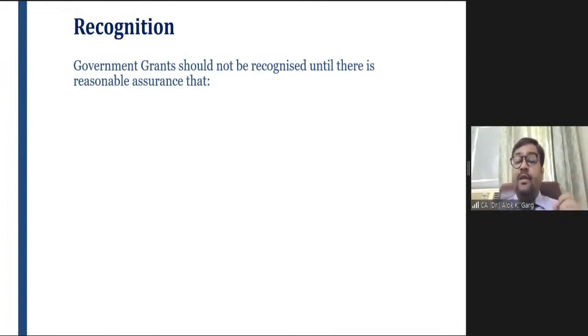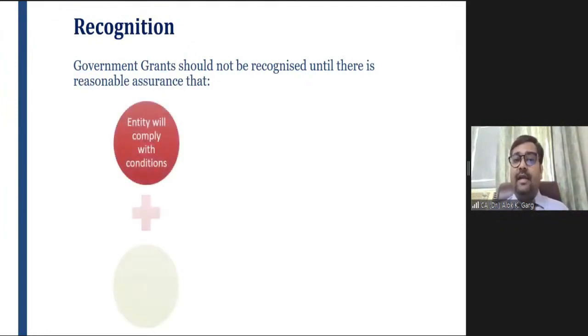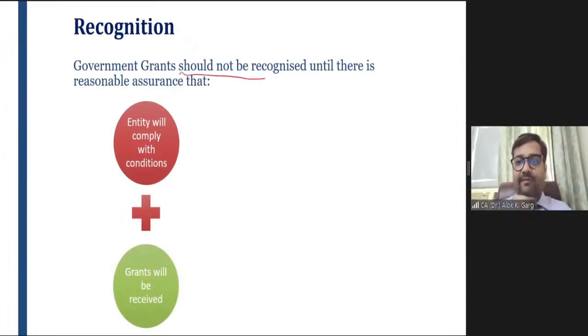Am I right? So the standard likewise says that government grant should not be recognized until there is a reasonable assurance that the entity will comply with the conditions and the grant will be received. Guys, please see, this recognition condition is negatively framed. I don't know why the standard framed these kinds of sentences. They can say that government grant shall be recognized.